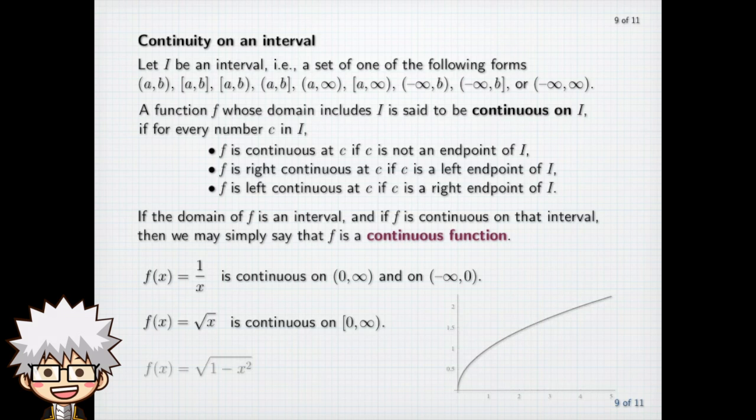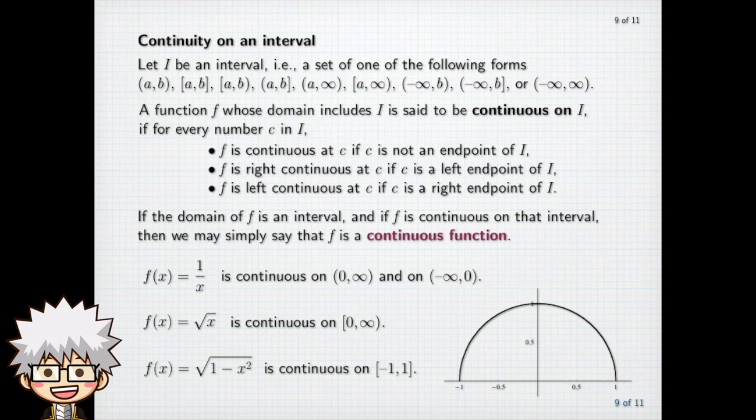f of x equal to the square root of 1 minus x squared, whose graph is the top half of the unit circle, is continuous on the closed interval minus 1 to 1. Notice that at minus 1, the value of the function as well as the right-sided limit are both 0, and at 1, the value of the function and the left-sided limit are both 0. So the function is right continuous at the left endpoint and left continuous at the right endpoint.